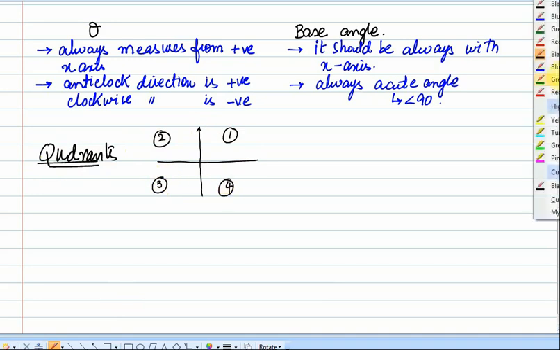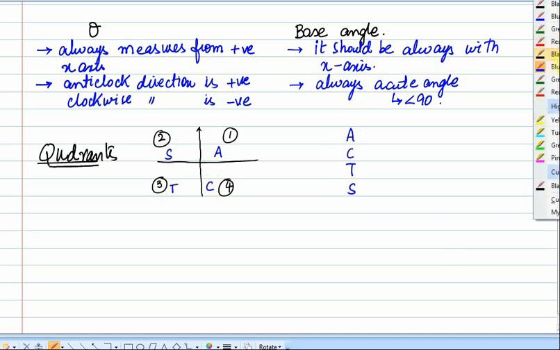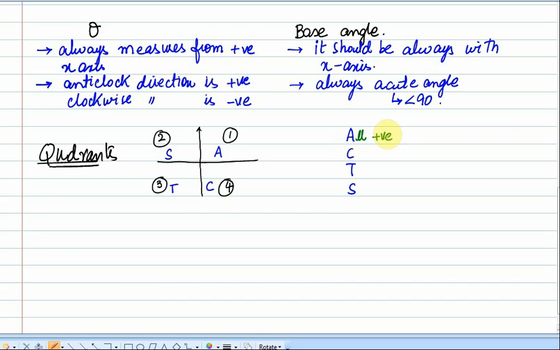Now we will write some alphabets in those quadrants: A, C, T, S. But I am saying X, A, C, T, S. And what this X represents here: A means all positive. Now what do you mean by all? All means all functions like sine, cos, tan, they all are functions. C means only cos is positive, T means tan is positive, and S means sine is positive.